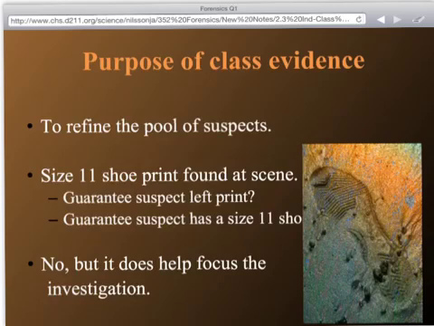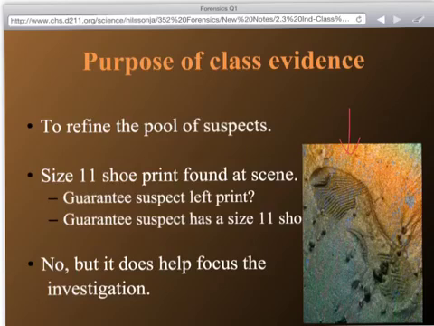Say we find a size 11 shoe print at a crime scene. Is it guaranteed the suspect left the print? Well, no. Does it guarantee that the suspect has a size 11 shoe? Yeah. What we can't say necessarily is that this specific shoe print was caused by this person. For example, let's say I know it's a size 11 shoe. In the class, how many people have a size 11 shoe? We may have 4 or 5 people in the classroom that have a size 11 shoe.